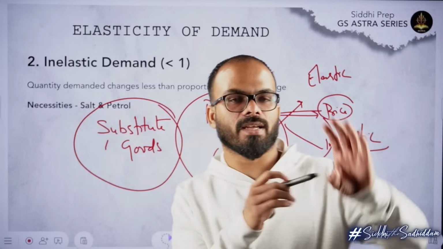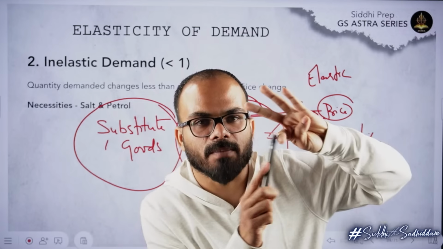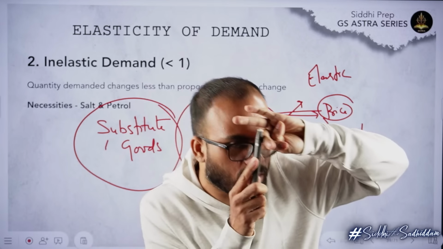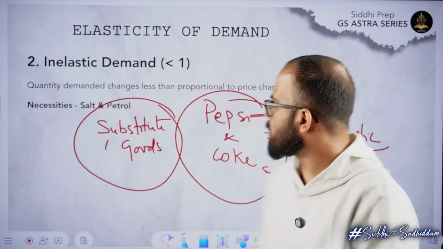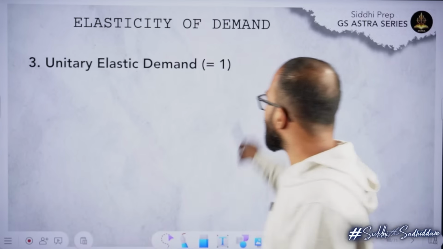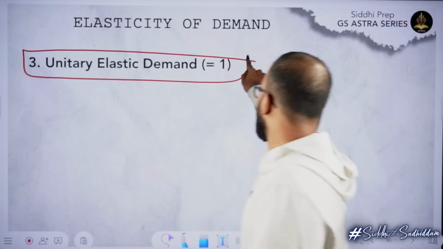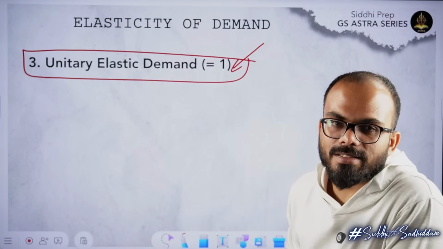So in the exam, they can ask you, for necessity goods, elasticity is less than 1. For luxurious goods, elasticity is more than 1. These kinds of statements can be asked in the exam, where you have to handle it. Next is unitary elastic demand. This is exactly proportional. So when it is equal to 1, you call it unitary elastic demand.